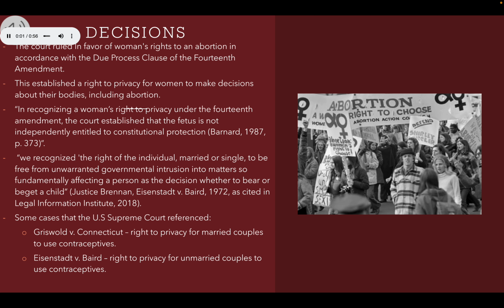The decisions that were made in court were in favor of women's rights to an abortion in accordance with the Due Process Clause of the 14th Amendment. This established a right to privacy for women to make decisions about their own bodies, including having abortions. In recognizing a woman's right to privacy under the 14th Amendment, the court established that the fetus is not independently entitled to constitutional protection. We recognize the right of the individual, married or single, to be free from unwarranted governmental intrusions into matters so fundamentally affecting a person as the decision whether to bear or beget a child.